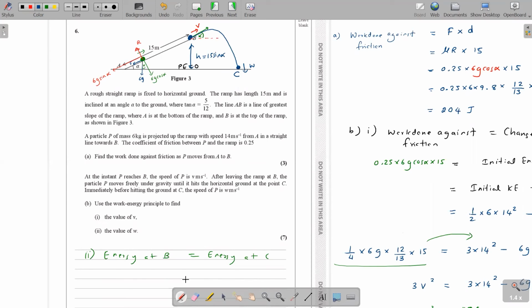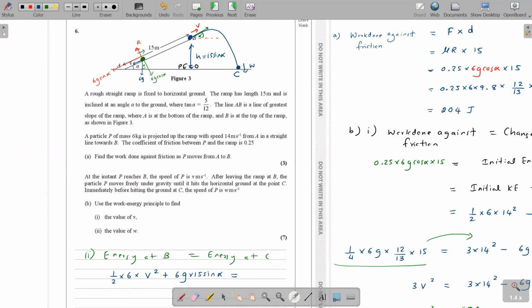So I get here, energy at B is half mv square. So v square is the value that I found just now, half mv square. Is that all the energy that I have at B? No, right? It's above the ground, which means we also have mgh. mgh is 6 times g times 15 sine alpha. Do you agree with me? This is the energy we have at B.